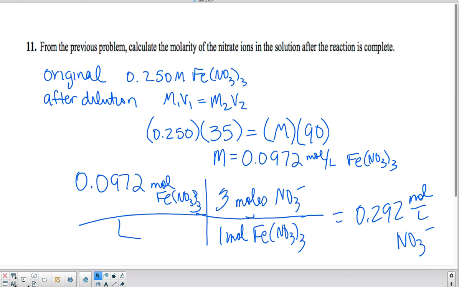All right? Yes? We mixed, in our previous problem, the question was, for people at home, where did the 90 mils come from? If you look up at number 10, we mixed 35 mils with 55 mils. Whenever we do a dilution, we look at the total volume. We diluted to 90 mils total. Do you see that? 35 plus 55 is 90.